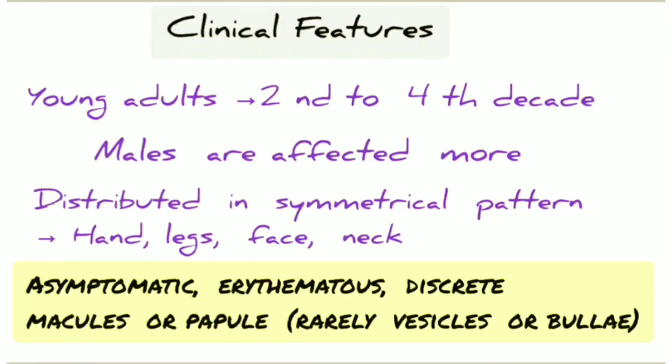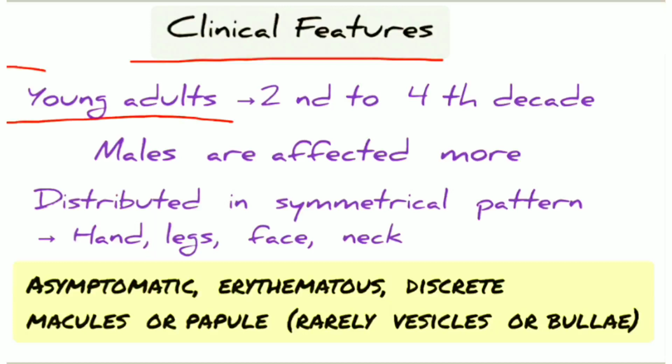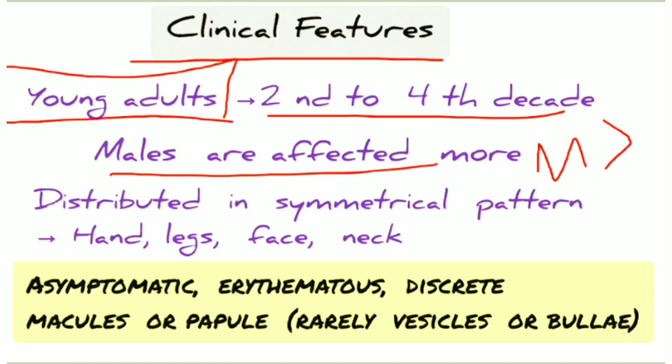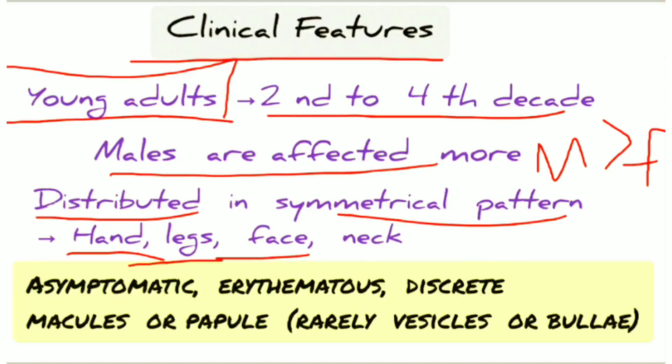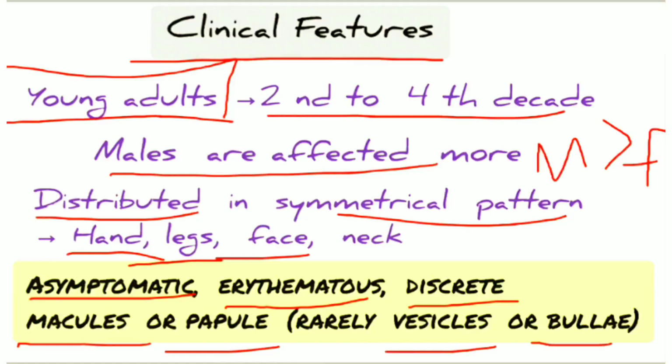Next, moving forward to the clinical features. What are the different clinical features of erythema multiforme? It usually occurs in young adults, usually between the second to fourth decade of life. Males are more commonly involved than females. Here a symmetrical pattern is also seen in different parts like the hands, legs, face and neck. It is also asymptomatic, and erythematous, that is redness of the skin. It can be discrete, macular or papular, or rarely vesicles or bullae can also be formed.